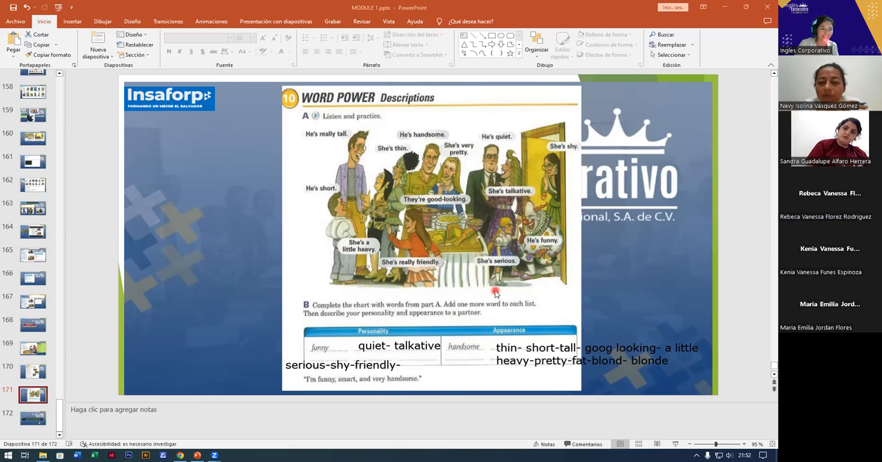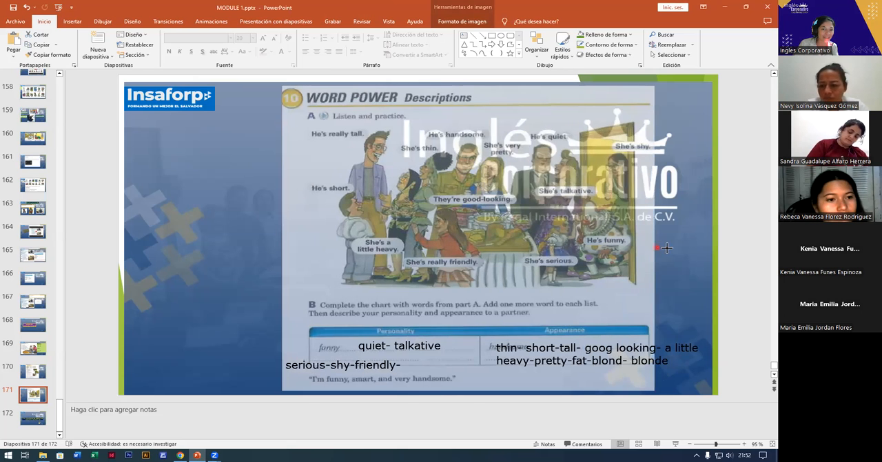Blonde, blondie, o sea, está diciendo que él es rubio y ella es rubia. Perfect. Only one letter makes the difference here. To identify, for the man, blonde. For the woman, blondie. That will be the difference. Okay, mention others.